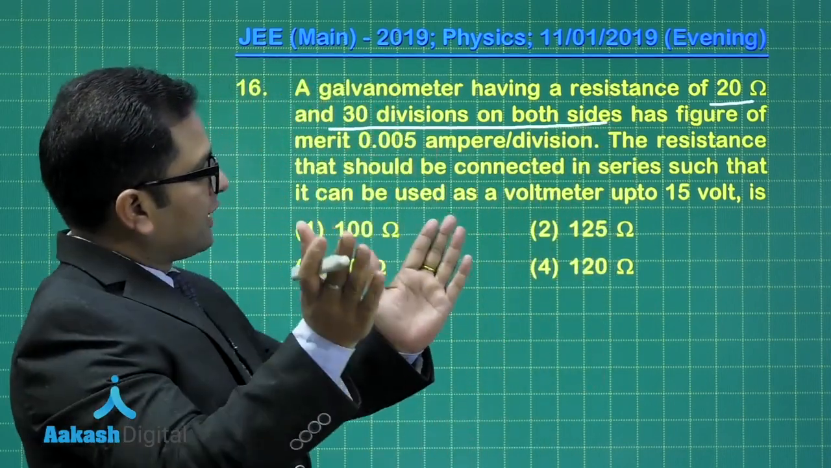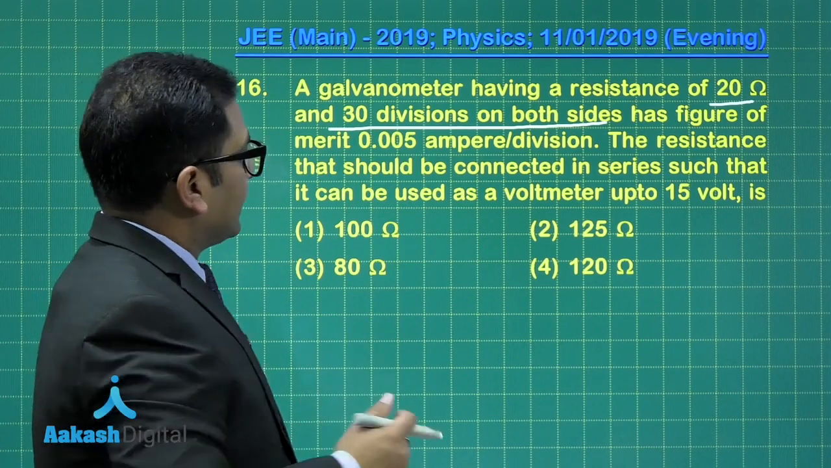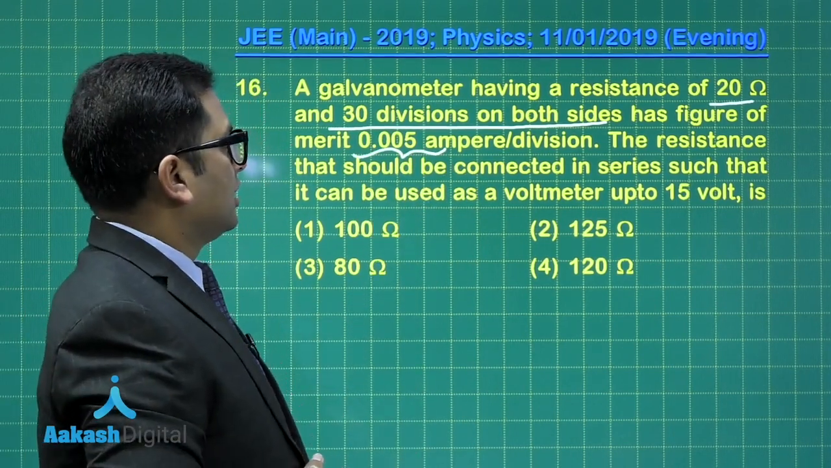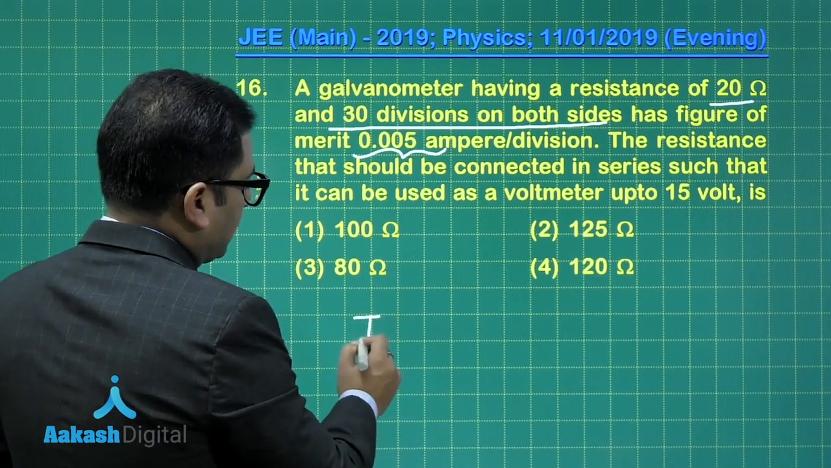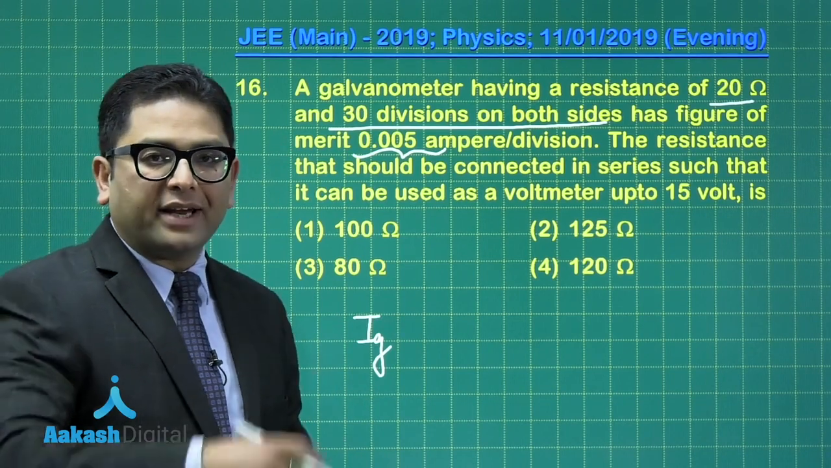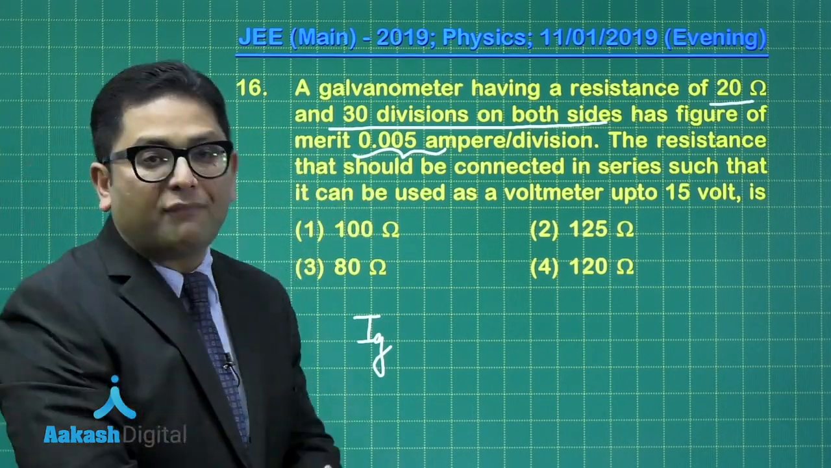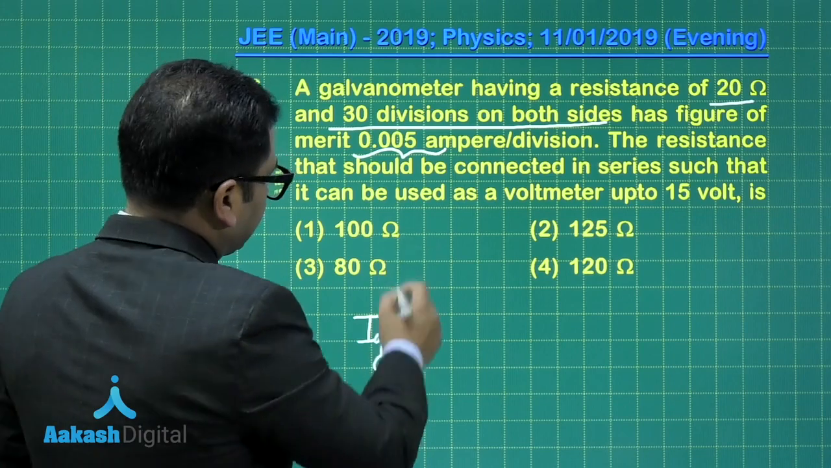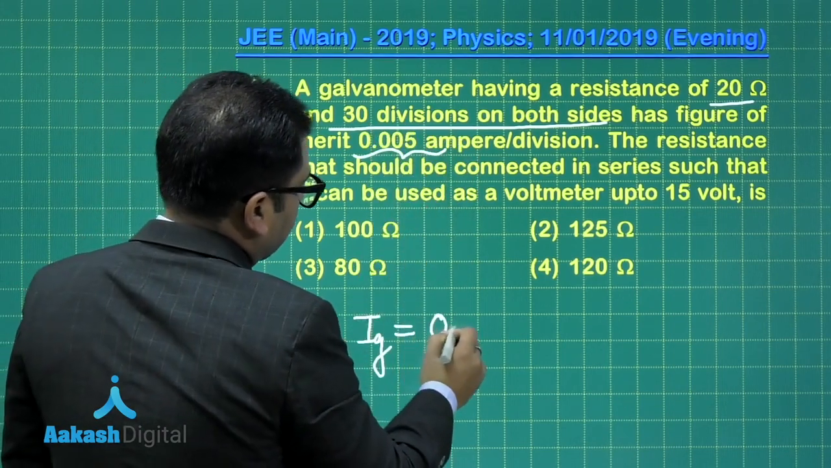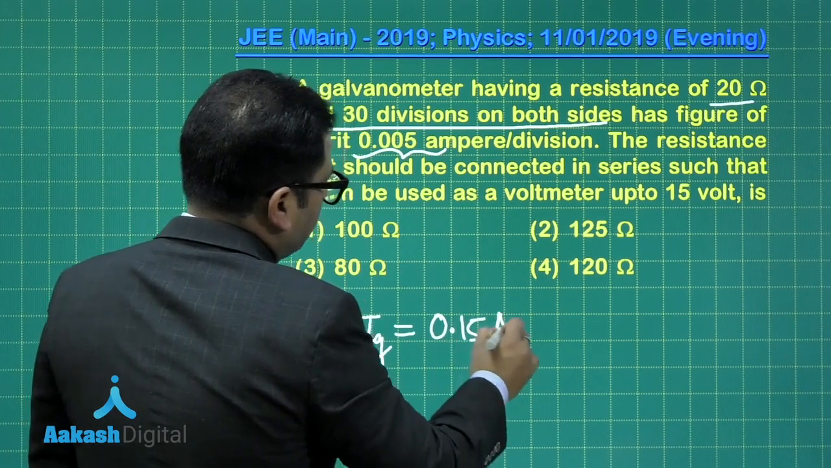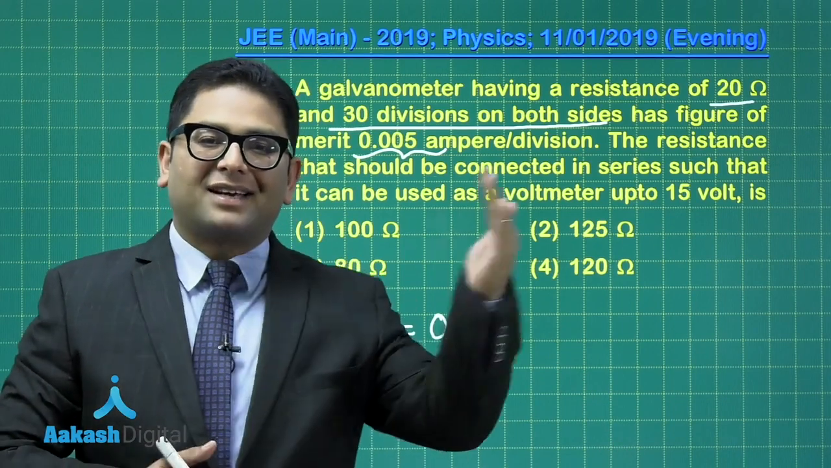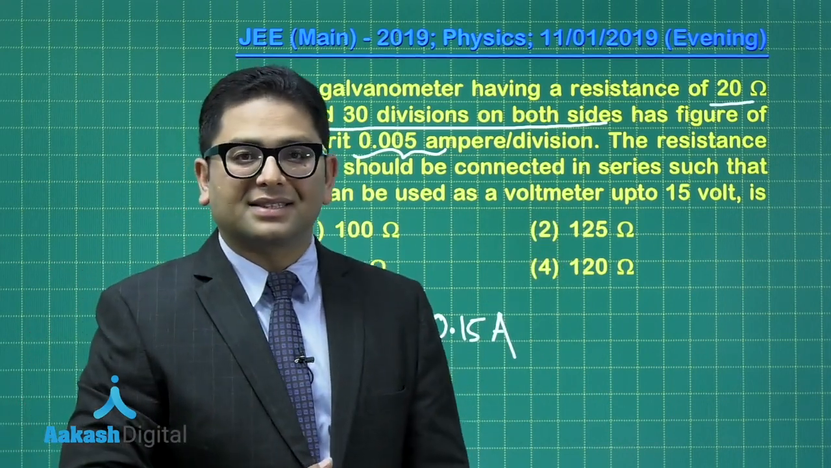So the full swing from the mid would be 30, and it has a figure of merit, this many ampere per division. So from this, I can calculate the full scale deflection current, the current required so that the deflection would be maximum. And that's so simple: this many ampere per division multiplied by 30, that's going to be 0.15 ampere. So this much amount of current is required to deflect the galvanometer till the fullest.